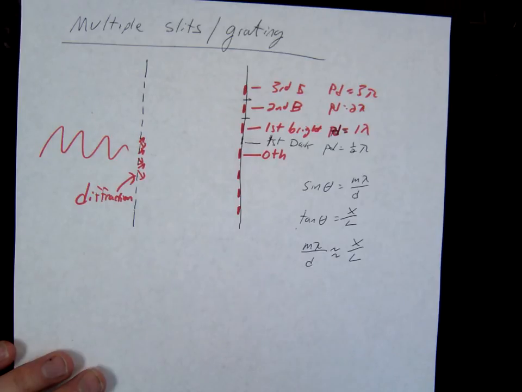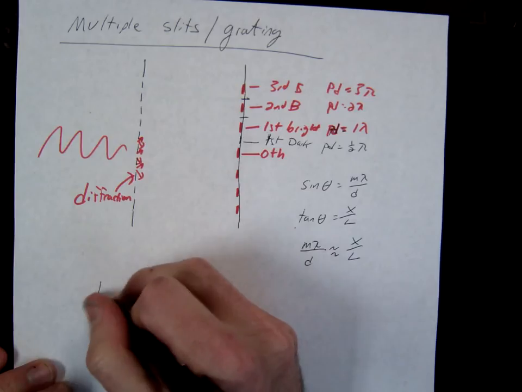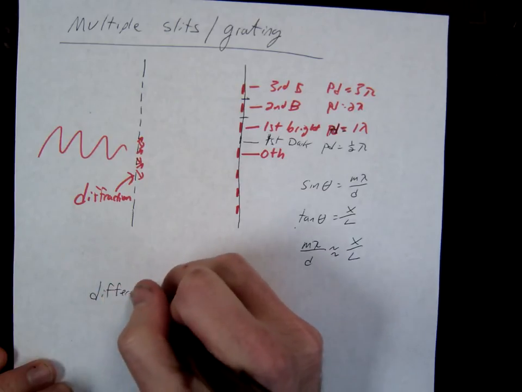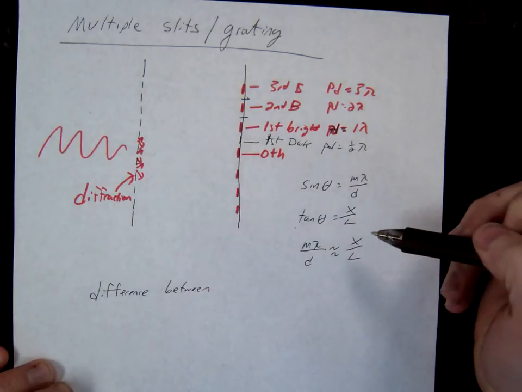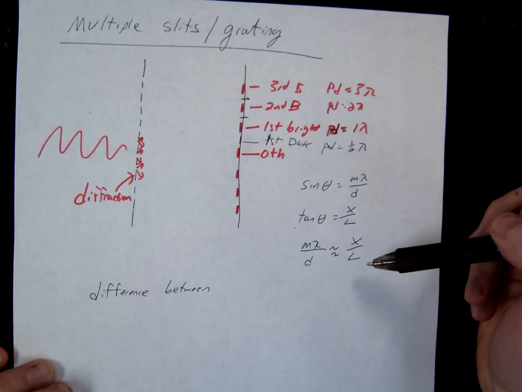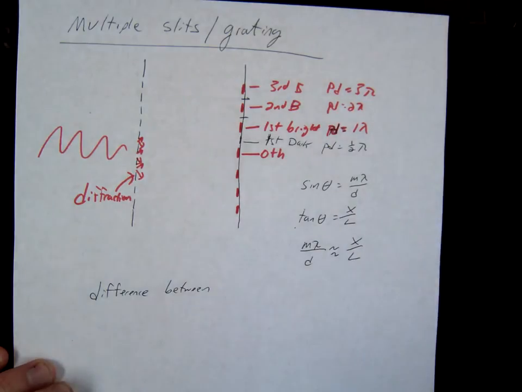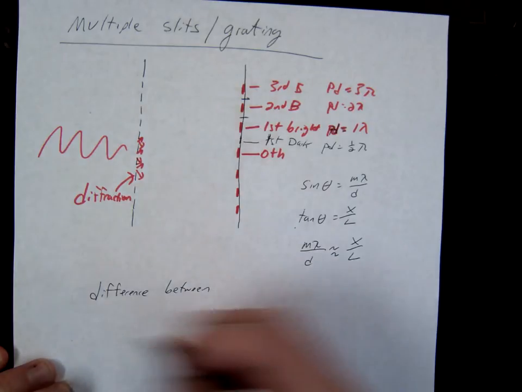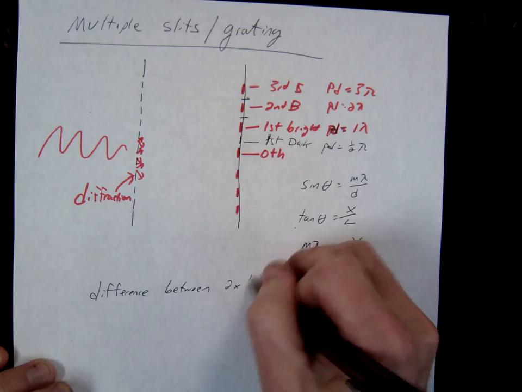Okay, so the next question is, well, what are the differences between double and multiple slits? Mathematically speaking, how you're going to calculate things is identical. What the m's are is identical. The equations are identical. The difference is really visual, what happens visually.